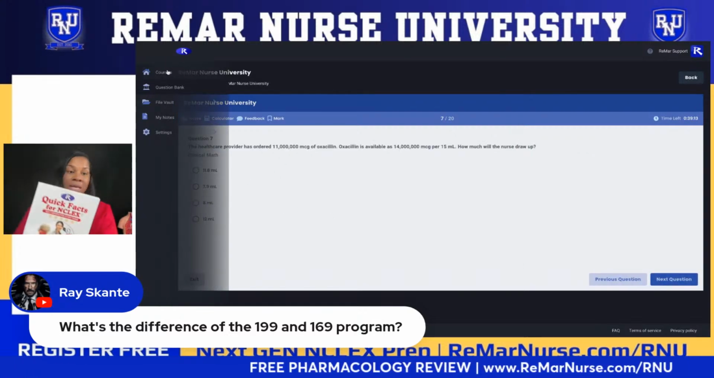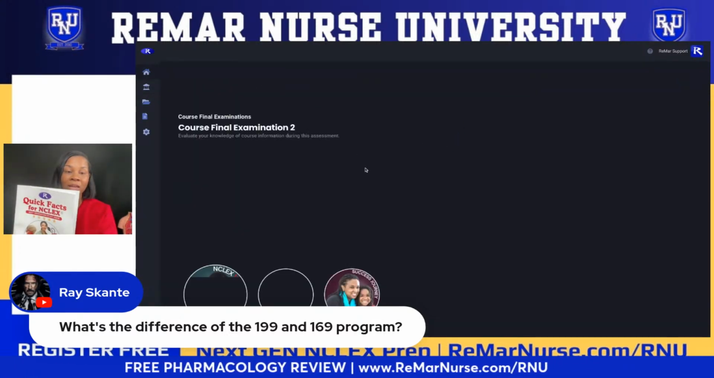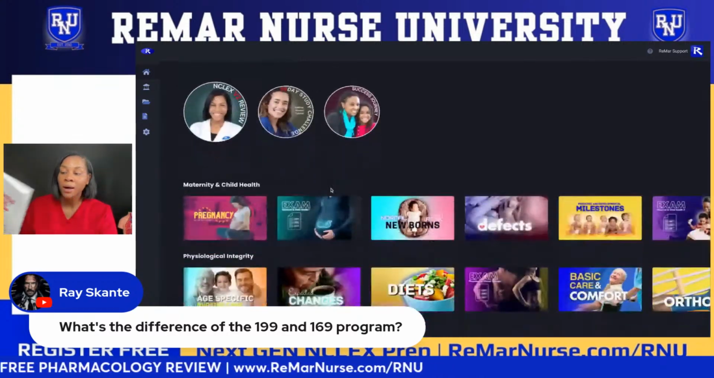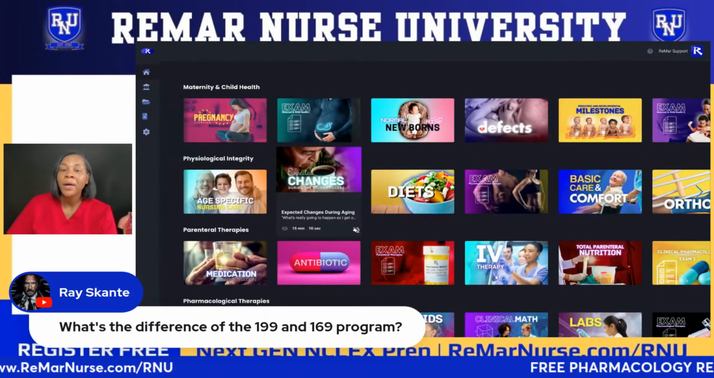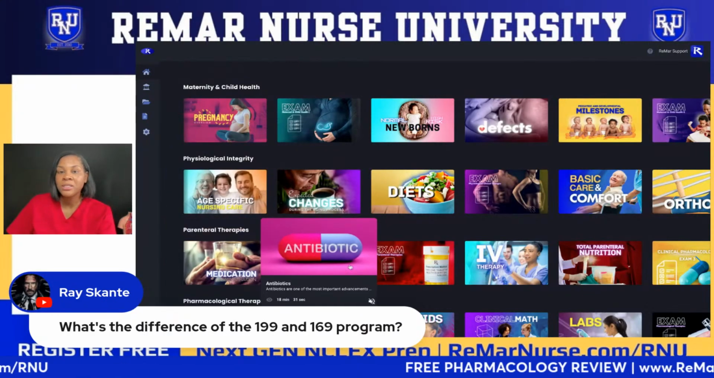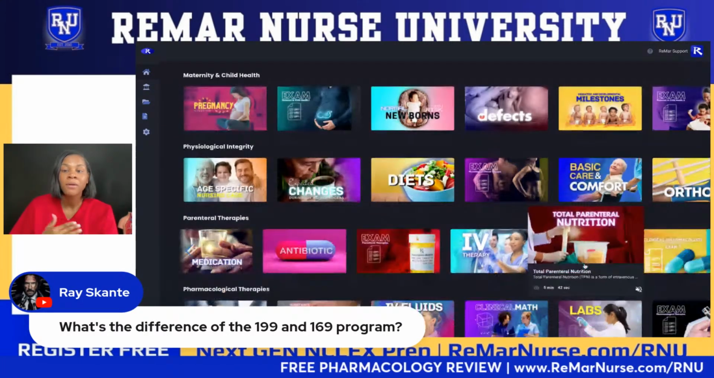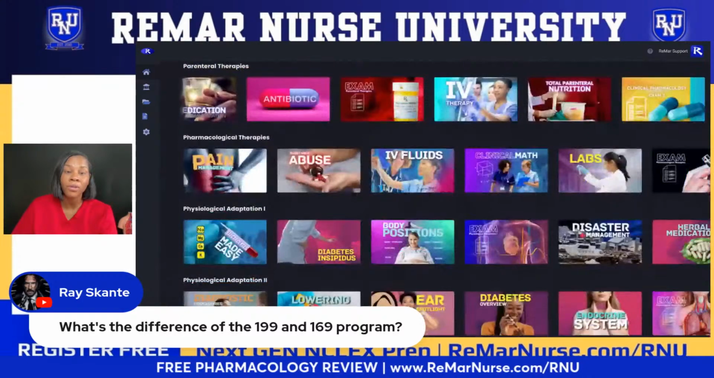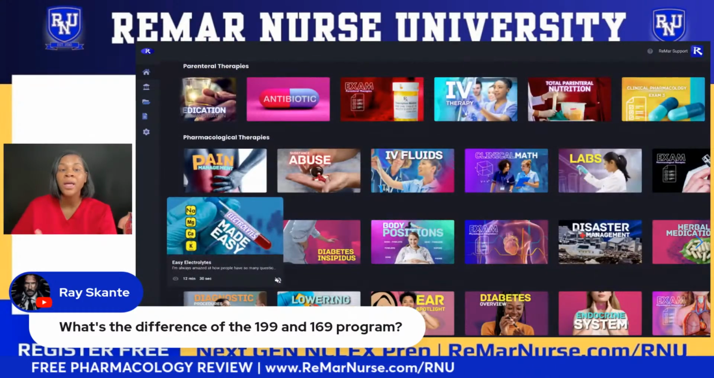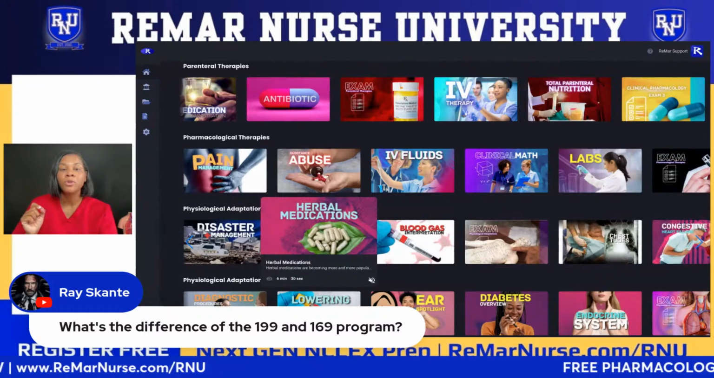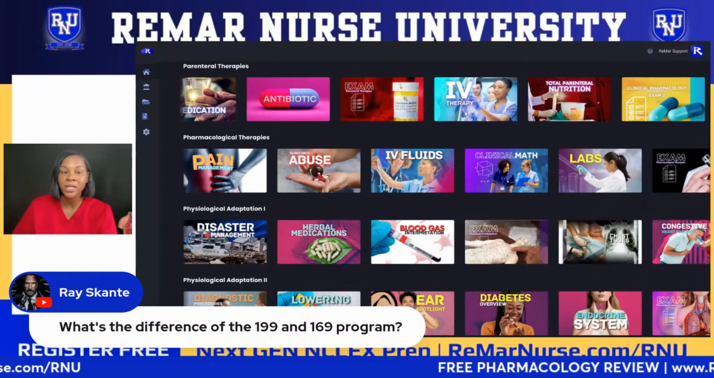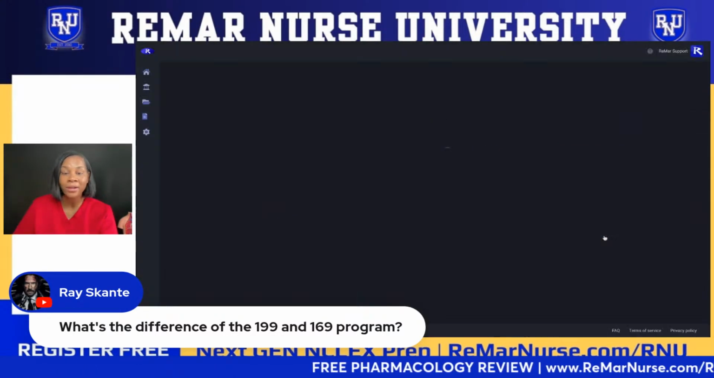You're going to get this book, which is Quick Facts. And then you're also going to get the lectures that are done by me. These are all subjects that are foundational, fundamental. You have to go over them. When people say they're doing Remar, this is what they mean. They mean they're doing my lectures, they're doing my questions, they're studying Quick Facts. It's an entire system.